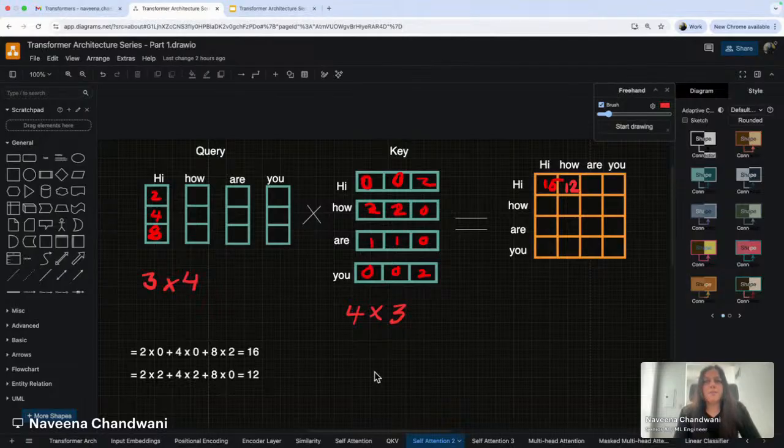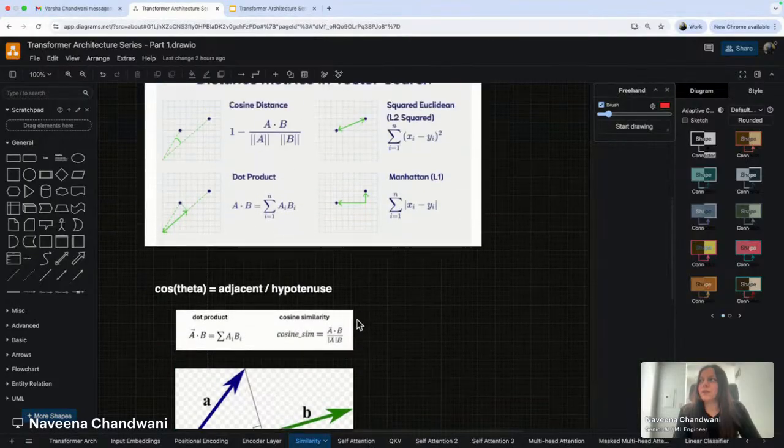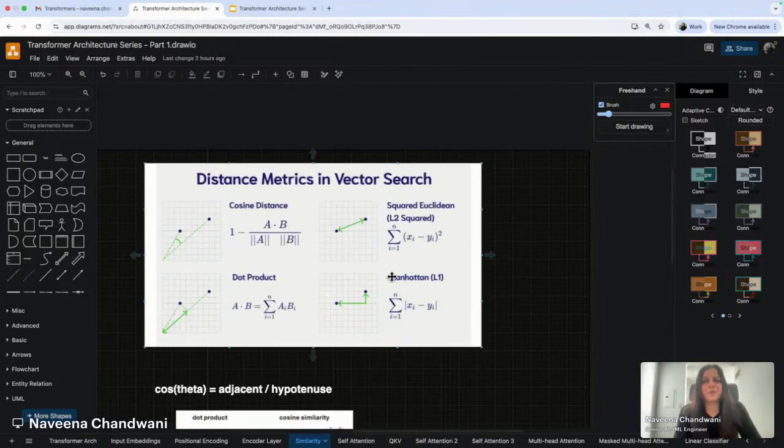So we have a bunch of similarity metrics. There is dot product, and perhaps we could cover this towards the end, but we have a bunch of metrics, Euclidean, Manhattan. So these are distance metrics, and one minus these will give you similarity. But overall, based on the number of operations involved, dot product is the most computationally efficient, and that's why it's used a lot in transformers, in neural nets.